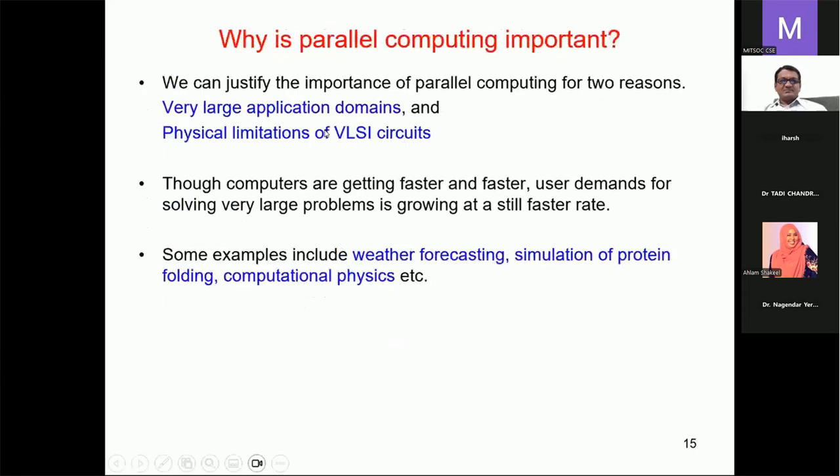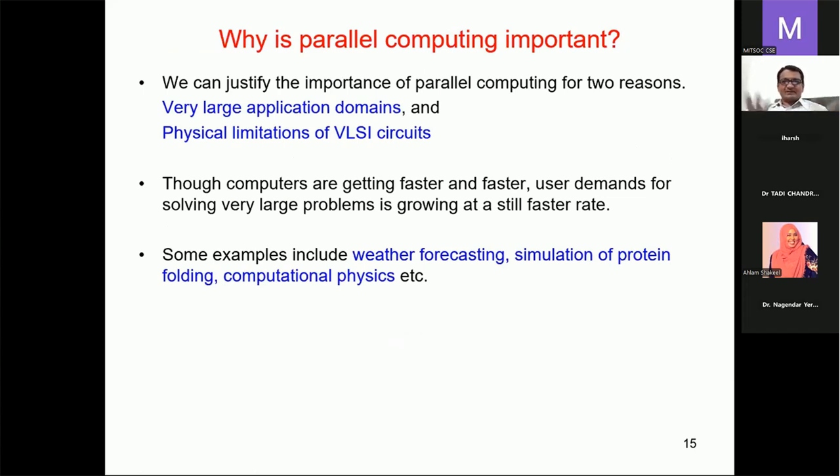So now, why is parallel computing important? Because we can justify the importance of parallel computing. There are two reasons. First, a very large application domain, which is why we are shifting to quantum. Second, the physical limitations of VLSI circuits, right? There is a limitation to integrating more and more transistors or ICs on one chip, and that is the limitation of VLSI.